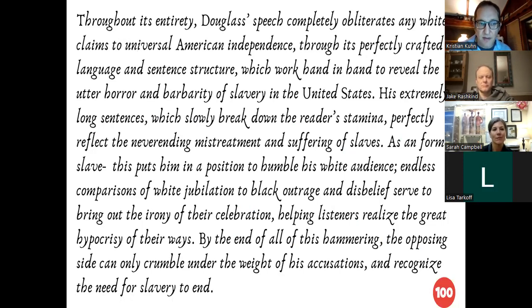As a former slave, this puts him in a position to humble his white audience. Endless comparisons of white jubilation to black outrage and disbelief serve to bring out the irony of their celebration, helping listeners realize the great hypocrisy of their ways. By the end of all this hammering, the opposing side can only crumble under the weight of his accusations and recognize the need for slavery to end.